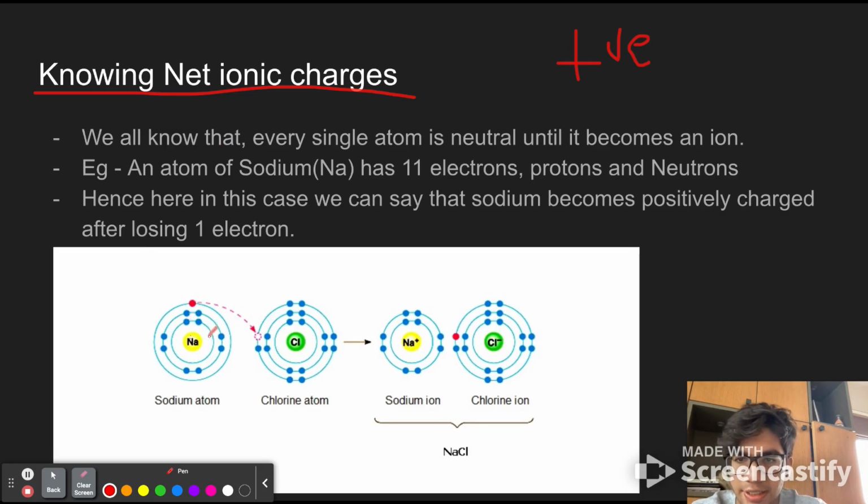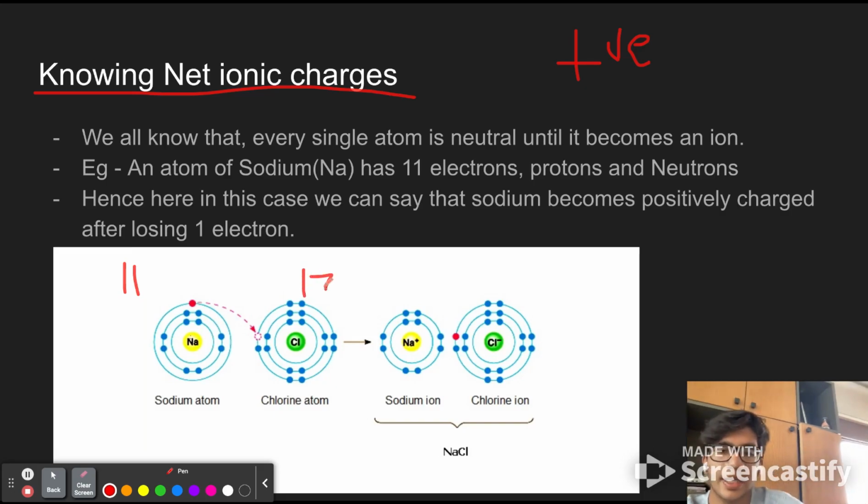If we look at this image, we have sodium and chlorine. Sodium's atomic number is 11 and chlorine's atomic number is 17. If we look at the electronic configuration, it is 2, 8, 1 for sodium, and on the other hand, it is 2, 8, 7 for chlorine.